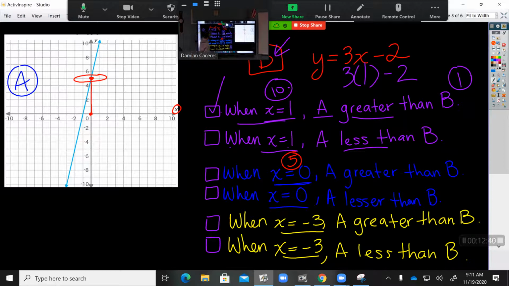Now we can do the same thing, but we have an equation. So all we're doing is plugging in the 0 into the equation. 3 times 0 is 0. 0 minus 2 is negative 2. Now we can compare them. 5 is greater than negative 2, so we select the first one, the one that says that A is greater.